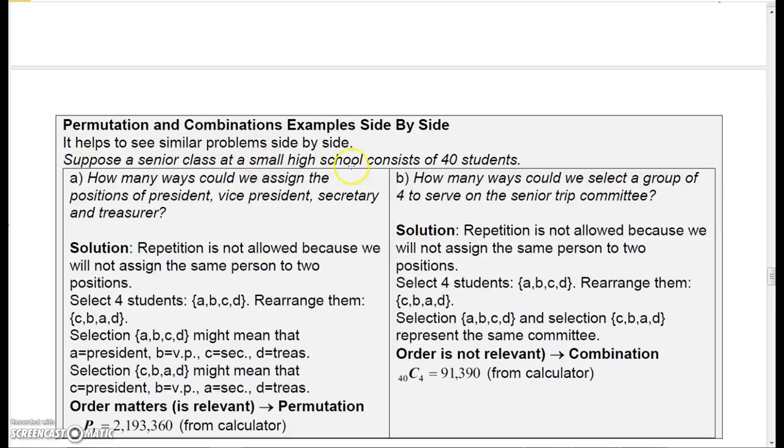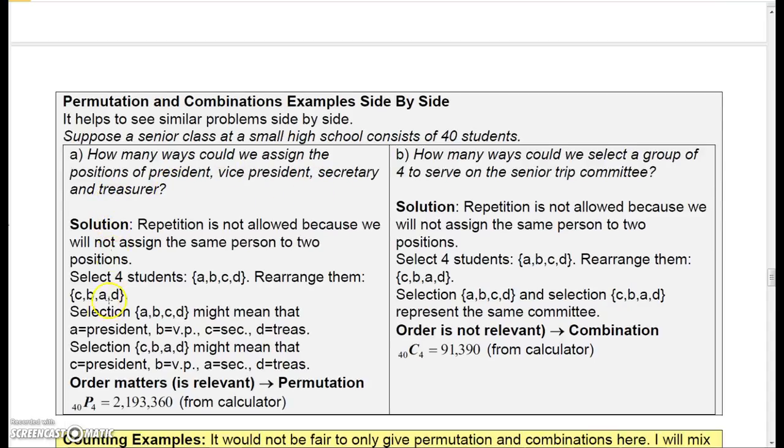Okay, here's an example of a permutation and a combination side by side. Suppose a senior class at a high school consists of 40 students. How many ways could we assign the positions of president, vice president, secretary, and treasurer? Well, this would be a permutation, 40P4, because since we're assigning them to positions, the order matters. So we would have to calculate a permutation 40P4. And on both these examples, repetition is not allowed.